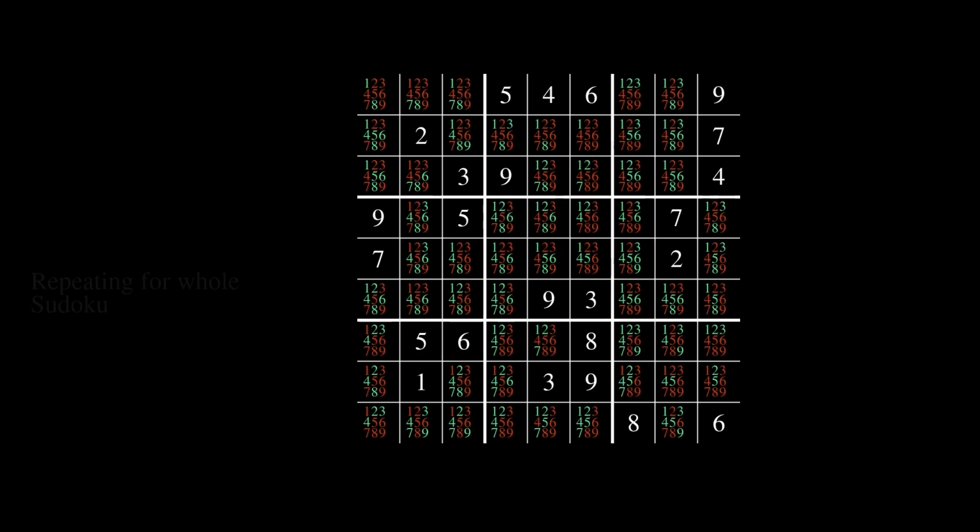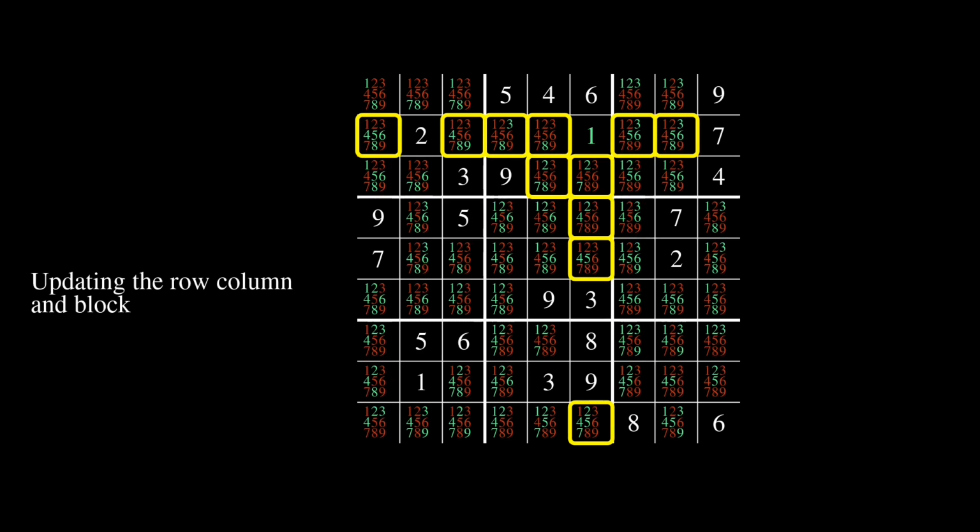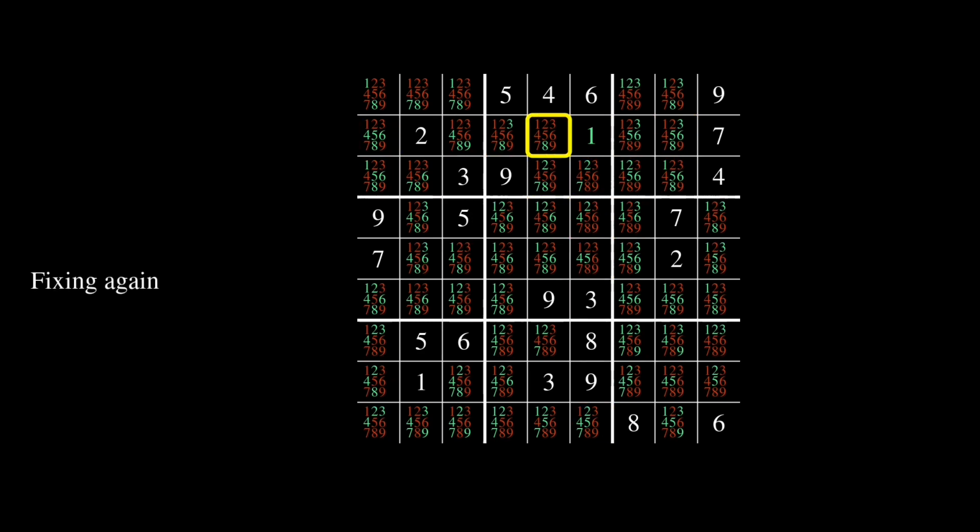The next step is to just fix the numbers that we can already fix, like the 1 in this example, and then remove again as before, then fix again, remove again, fix again, and remove again until we can't fix anything anymore.